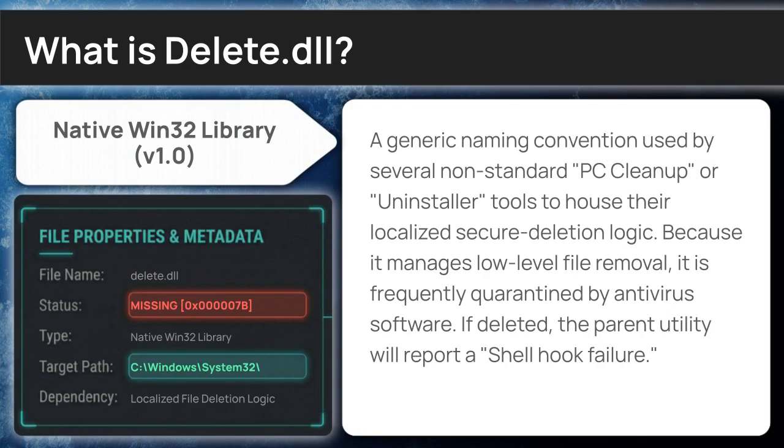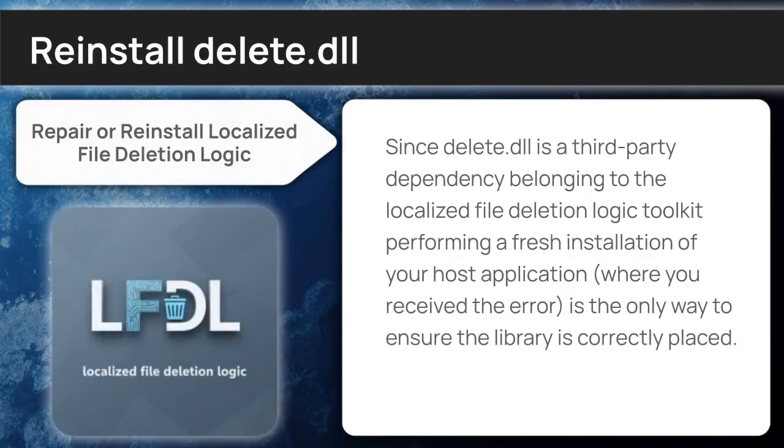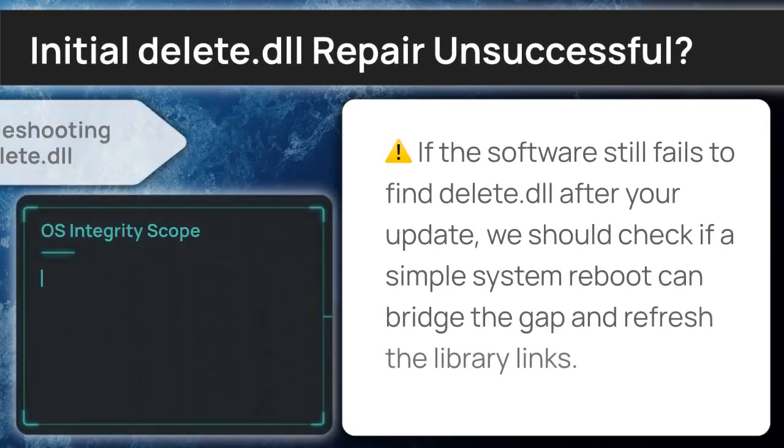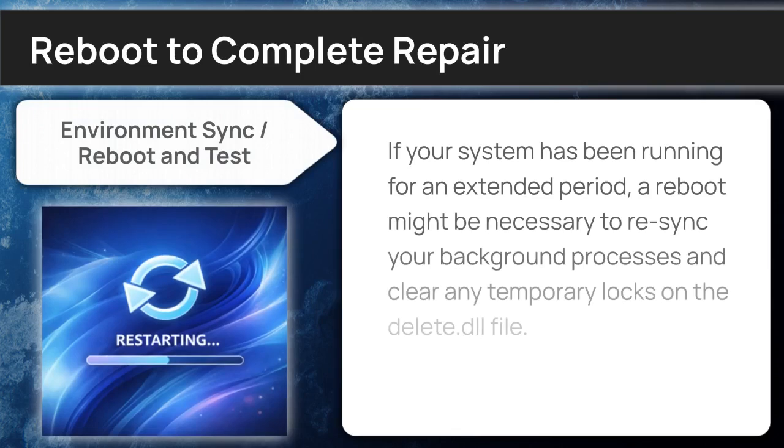With the explanation out of the way, let's refresh the affected files. Since Delete Library DLL is a third-party dependency belonging to the Localized File Deletion Logic Toolkit, performing a fresh installation of your host application, where you received the error, is the only way to ensure the library is correctly placed. When the primary installation path fails, a more surgical approach to checking your system's environmental variables is required. A standard restart allows the Windows bootloader to rescan your system directories and potentially recognize an unregistered Delete Library component.